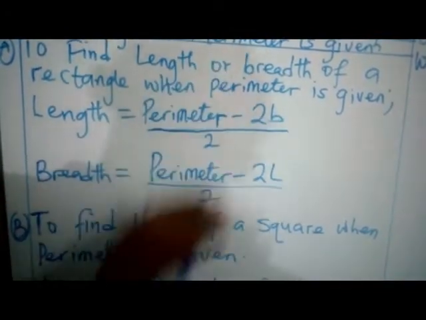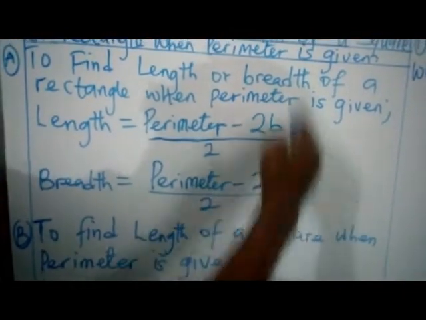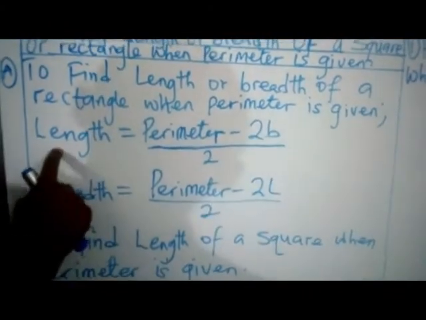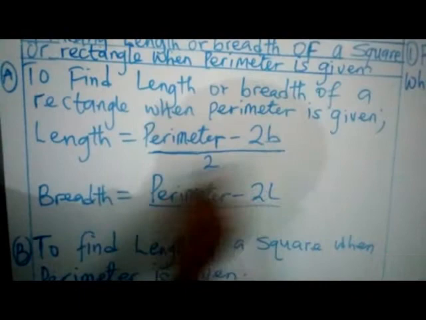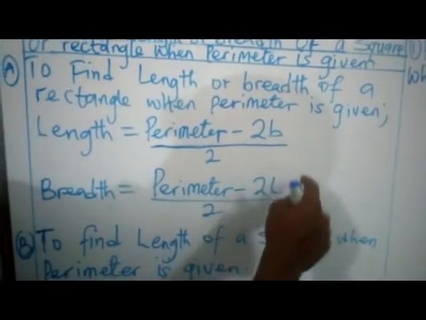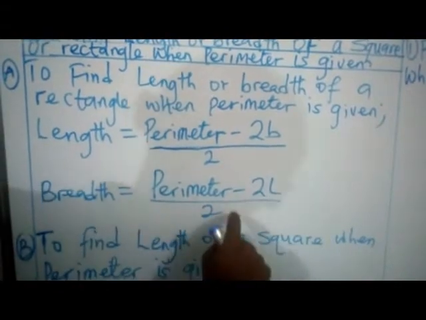Now if you look at these two formula, you can see that there's a slight difference here. Here is what? B. That's your breadth. When you're finding length, you use minus 2b divided by 2. And when you're finding breadth, you use minus 2l, which is your length, divided through by what? 2.